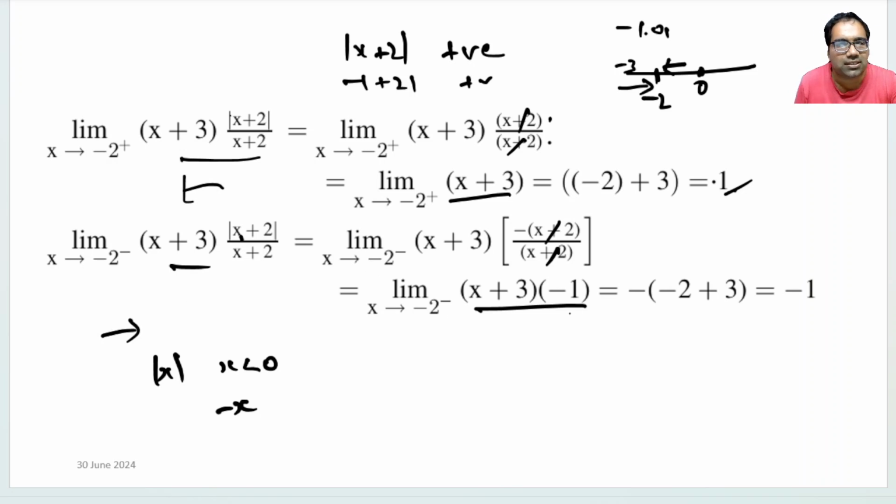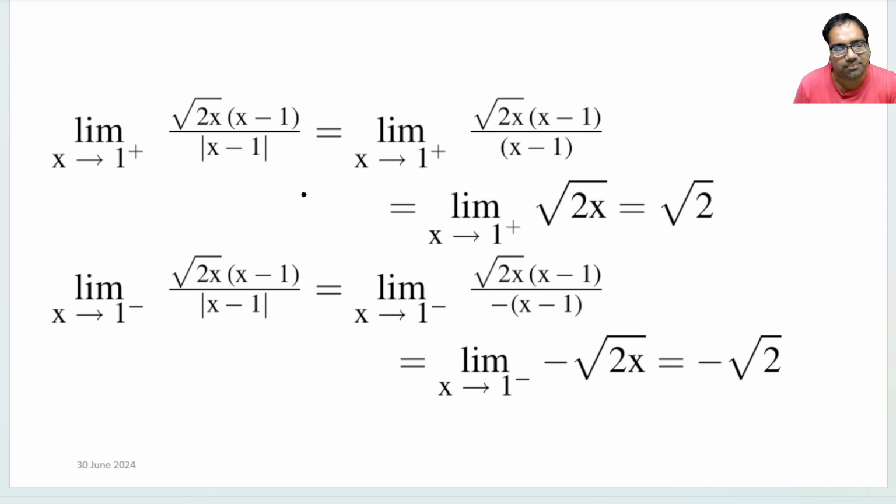So for this function, the limit is actually minus 1. This limit is minus 1. Clearly, this left hand side limit and right hand side limit are not matching. Because though the function is same, both are approaching two different values. So the limit doesn't exist when x approaches minus 2 for this function. Okay, let us take one more example.